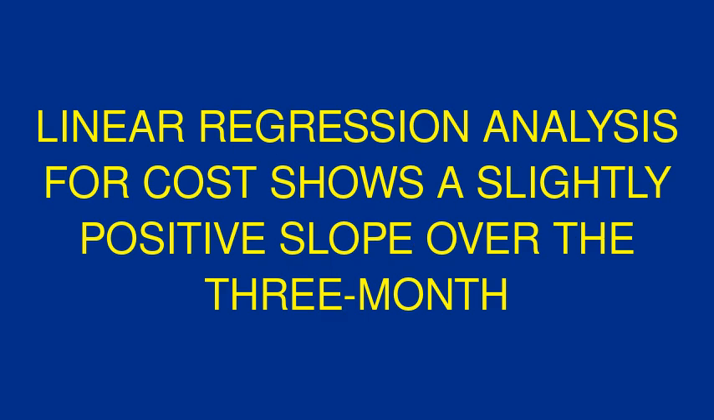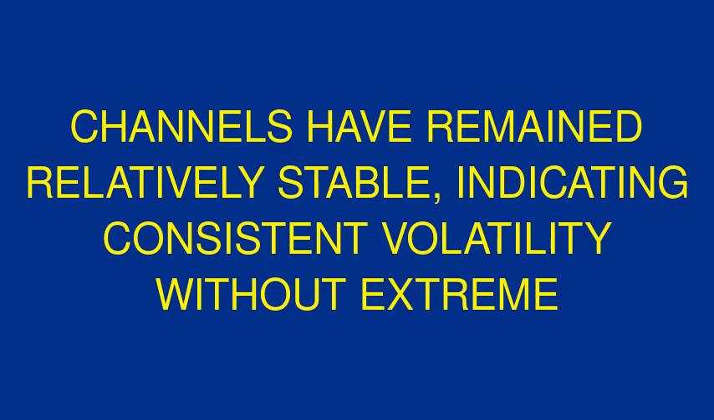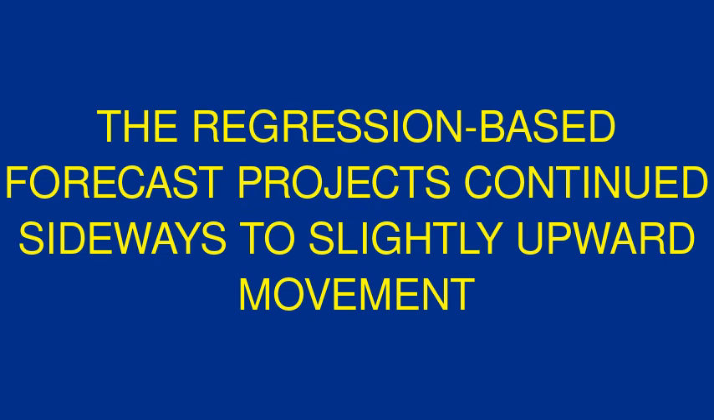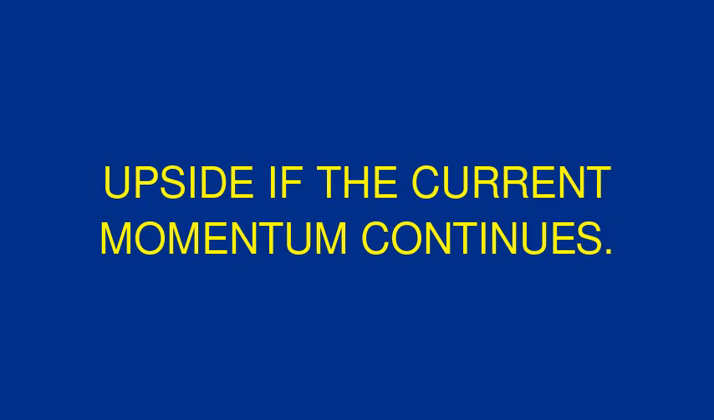Linear regression analysis for cost shows a slightly positive slope over the 3-month period, with the current price trading above the regression line. The standard deviation channels have remained relatively stable, indicating consistent volatility without extreme deviations. The regression-based forecast projects continued sideways to slightly upward movement in the near term. The current price position above the regression line suggests potential for further upside if the current momentum continues.